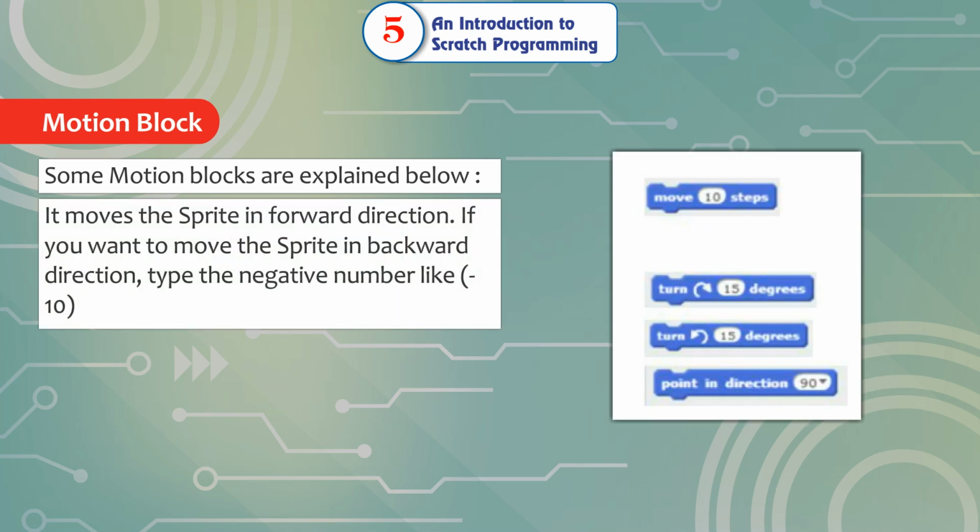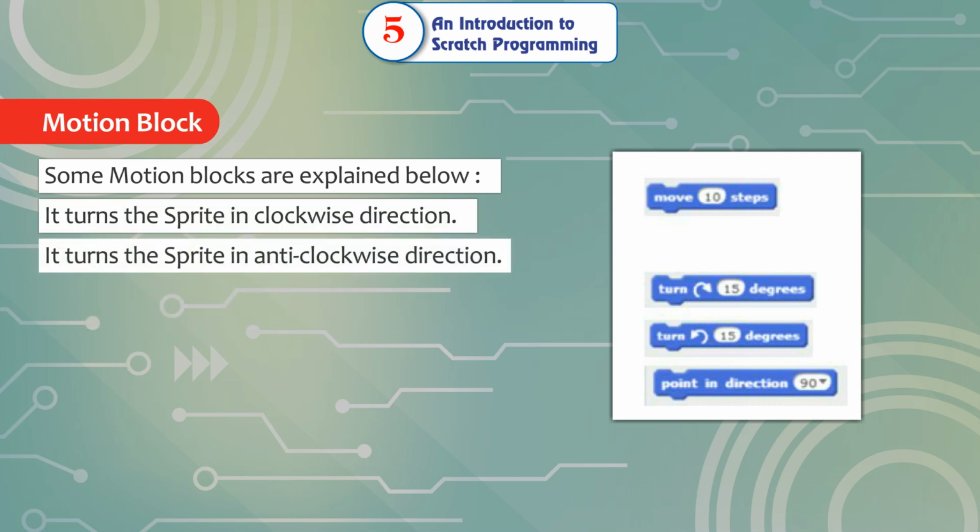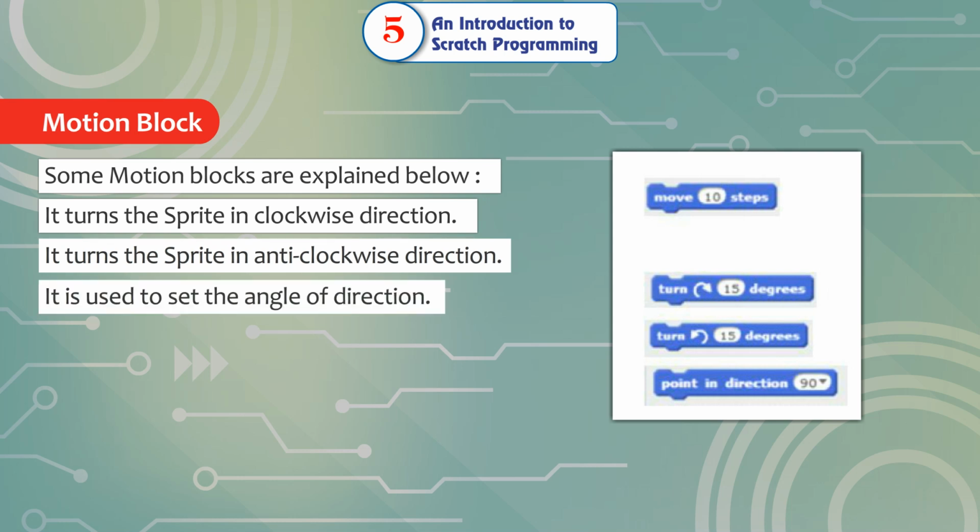It moves the sprite in forward direction. If you want to move the sprite in backward direction, type the negative number like -10. It turns the sprite in clockwise direction. It turns the sprite in anti-clockwise direction. It is used to set the angle of direction.